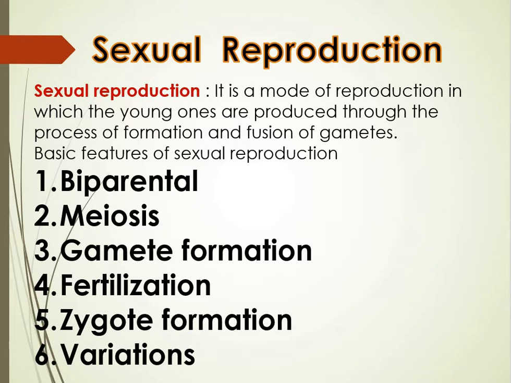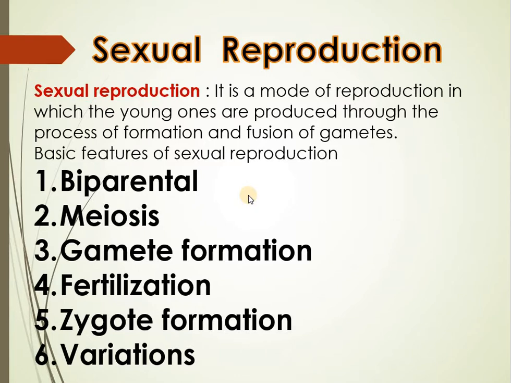Sexual reproduction is a mode of multiplication in which the young ones are produced through the process of formation and fusion of gametes. It is usually biparental, that is, it involves the cooperation of two sexually mature individuals, a male and a female. Sexual reproduction is an improvement over the asexual mode as it improves heredity, increases variations and prevents overcrowding.